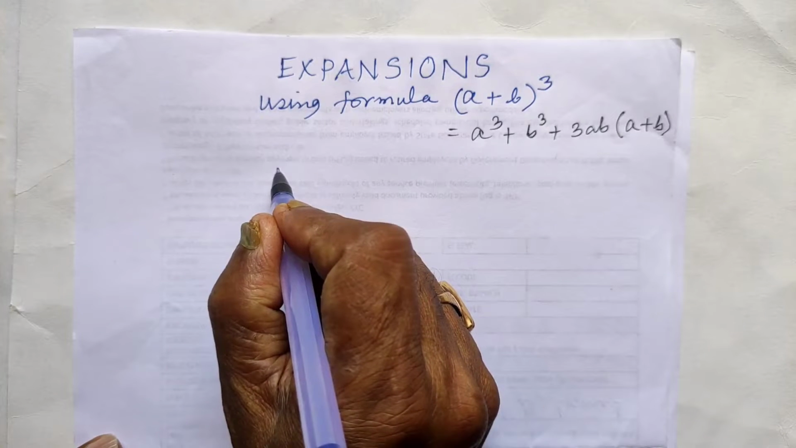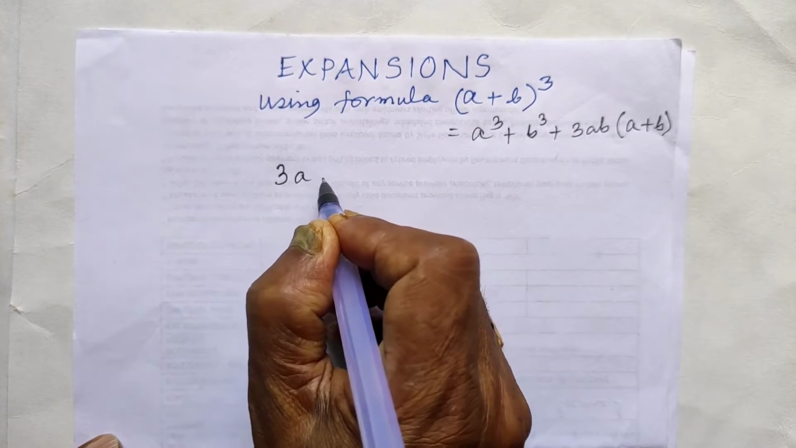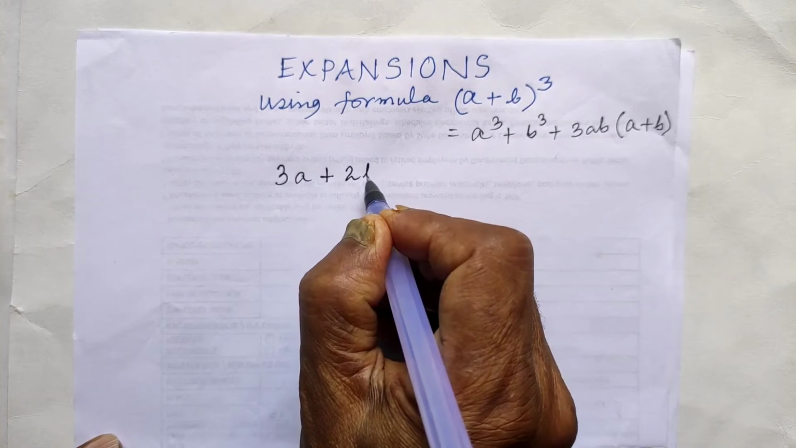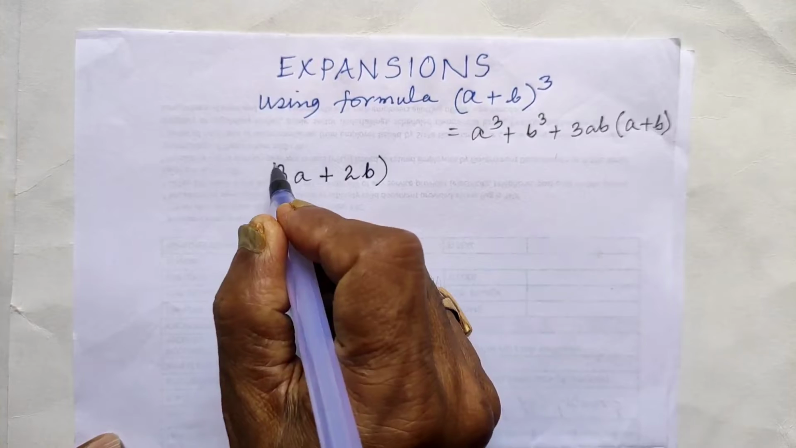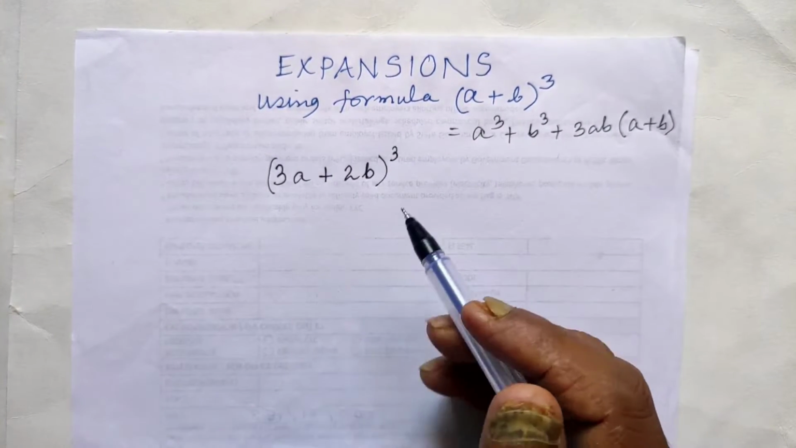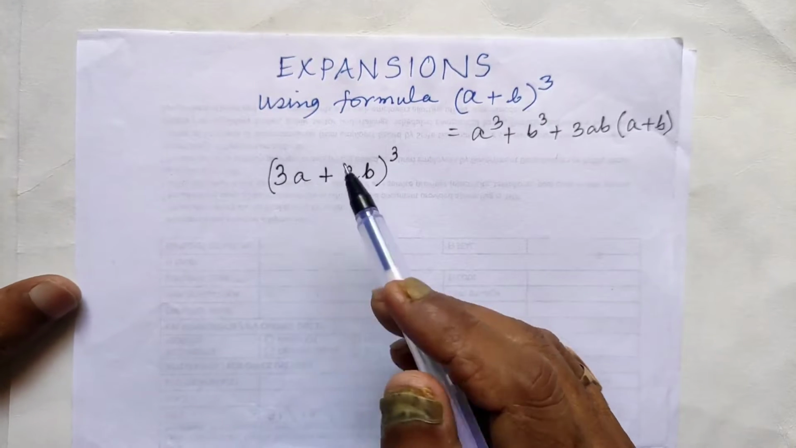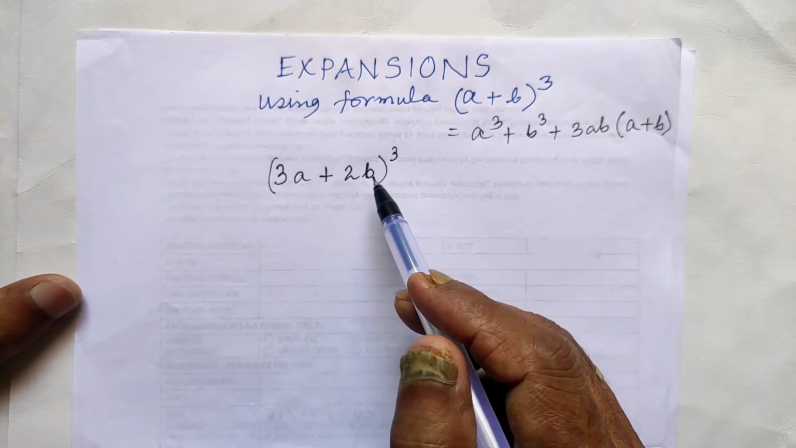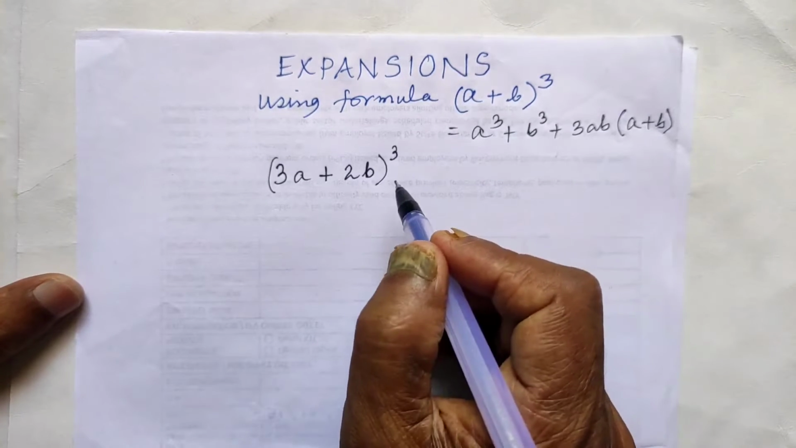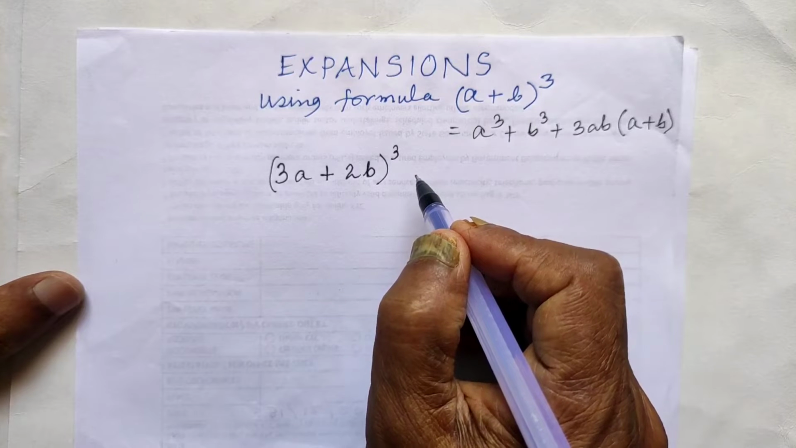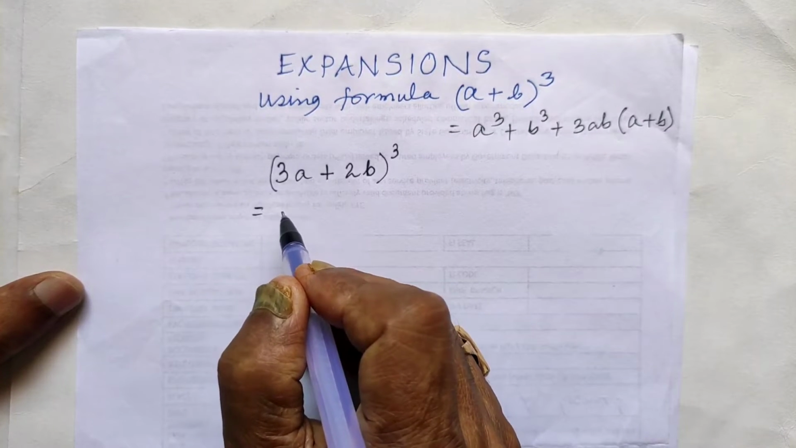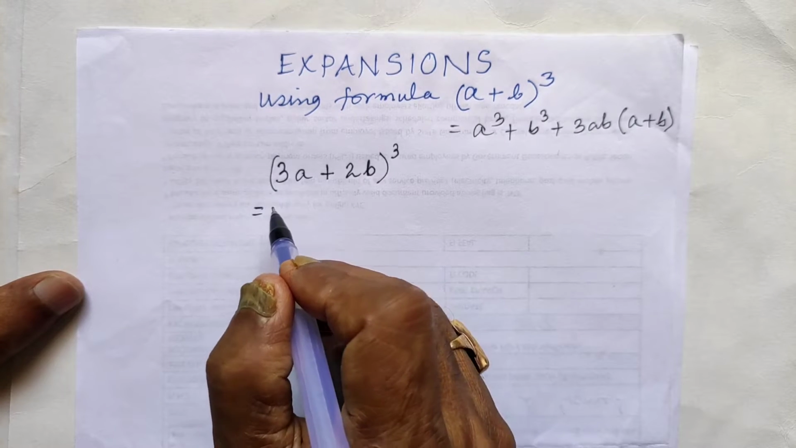Like (3a plus 2b) whole cube. So, in this case you consider 3a as a and 2b as b. So, (a plus b) whole cube, all right. Here you can easily do it by giving the sign.